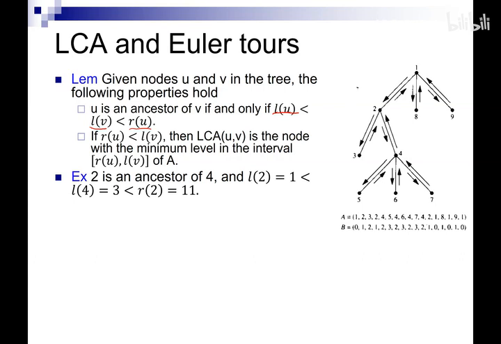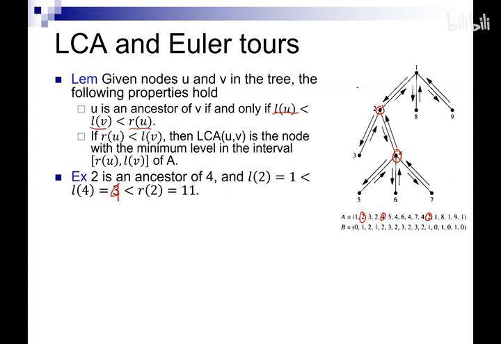Okay, so let's first give some examples to understand this lemma. For example, we have that node 2 here is an ancestor of node 4. You see that L of 2, so 2 first appears in index 1. So L of 2 is equal to 1. And then 4 first appears at index 4 over here, so this should be 4. And this 4 here is less than the final appearance of 2. The final appearance of 2 is over here, and this is at index 11.